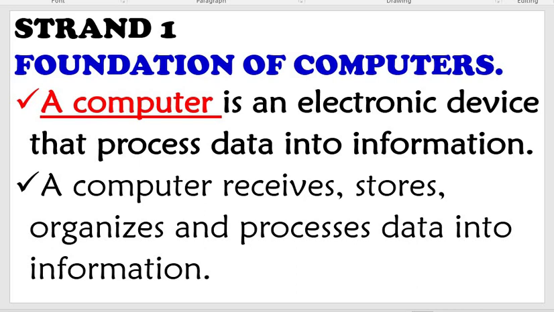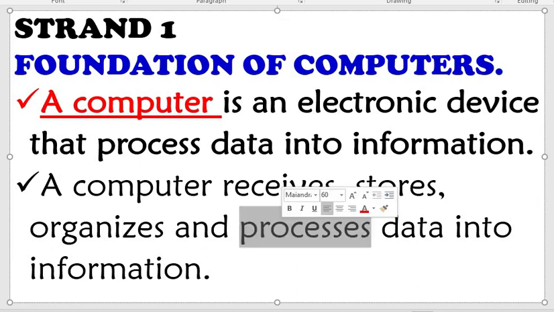Mentioning a few, you know them: the radios, the televisions, the iron boxes, the fridge, the cookers, and other machines that are using electricity. All of those are called electronic machines. And when a computer is working, it receives data, it stores the data, it organizes the data, and it processes the data for you.